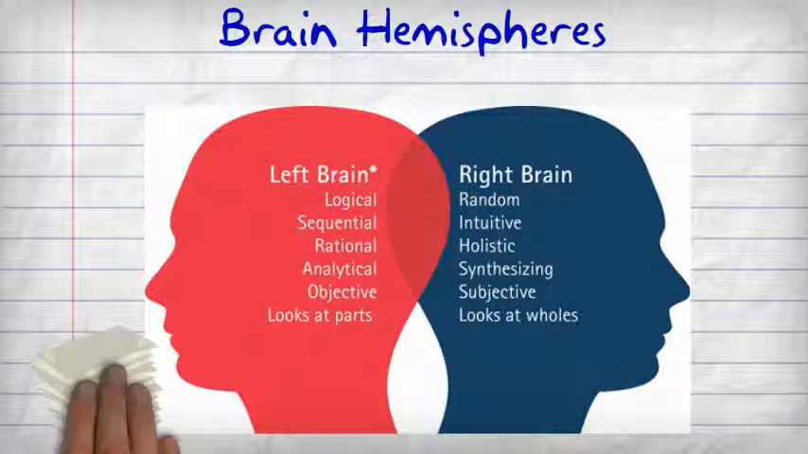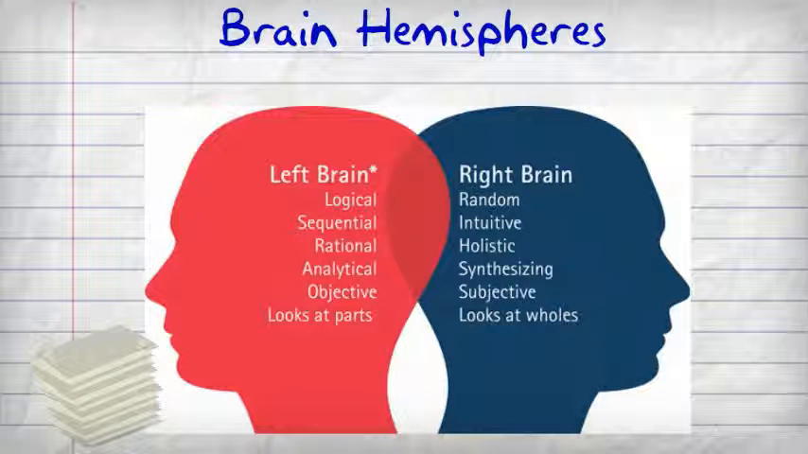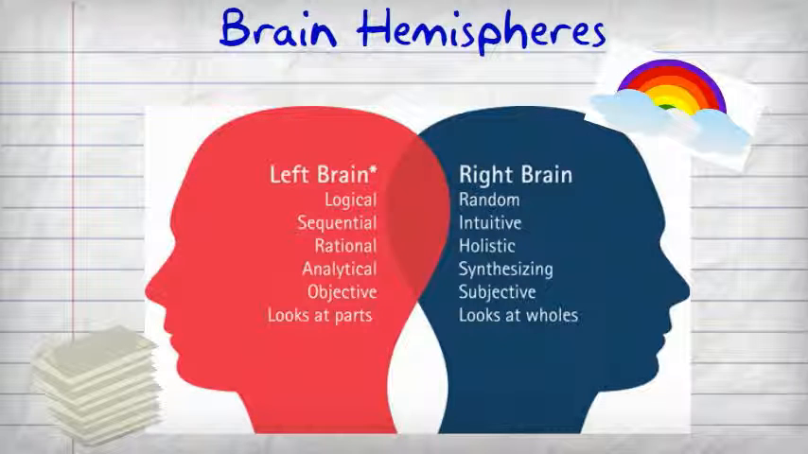The left brain is typically known as the more logical, sequential, rational, analytical, and objective part of the brain, where the right brain is typically known as more random, intuitive, holistic, synthesizing, and subjective.